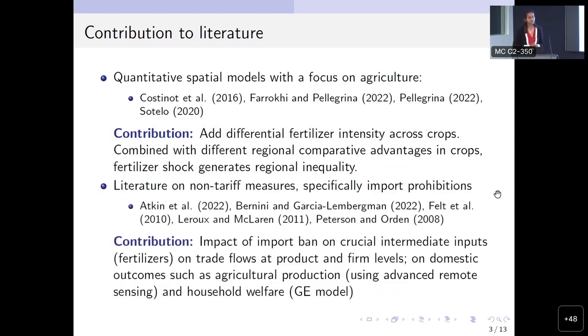The second literature we are contributing to is the literature on non-tariff measures, specifically import prohibitions. Here we are looking at the impact of an import ban on a very crucial intermediate input, fertilizers, on trade flows at both product and firm levels, and also on domestic outcomes such as agricultural production, where we are using advanced remote sensing methods to get current 2022 agricultural yield data. We also look at the impact on household welfare using a general equilibrium model, which is not going to be part of today's presentation, the last part, welfare.